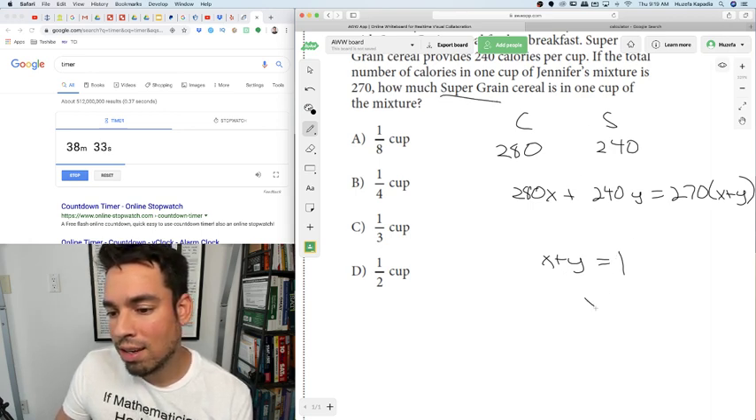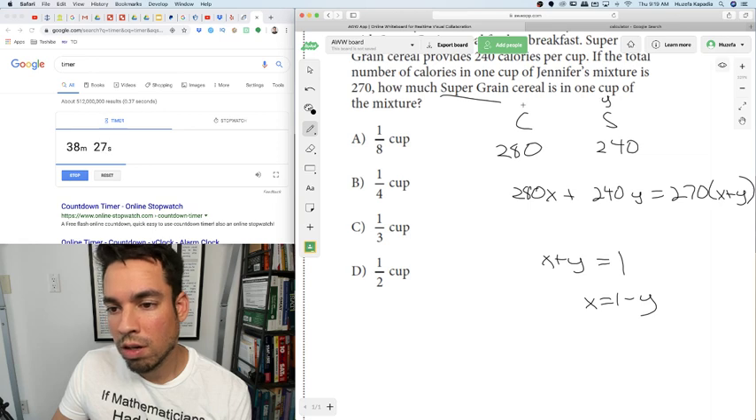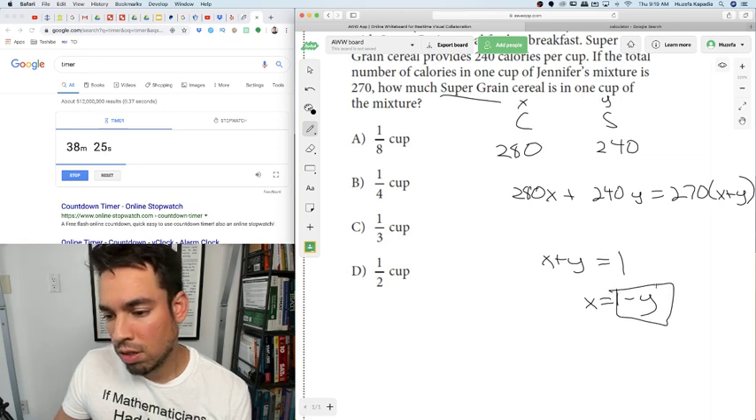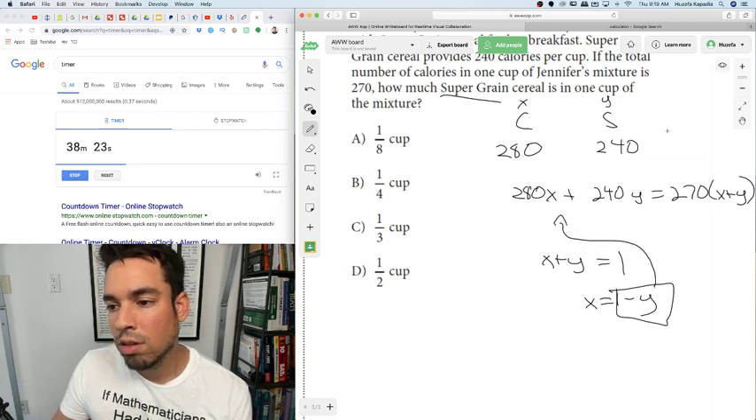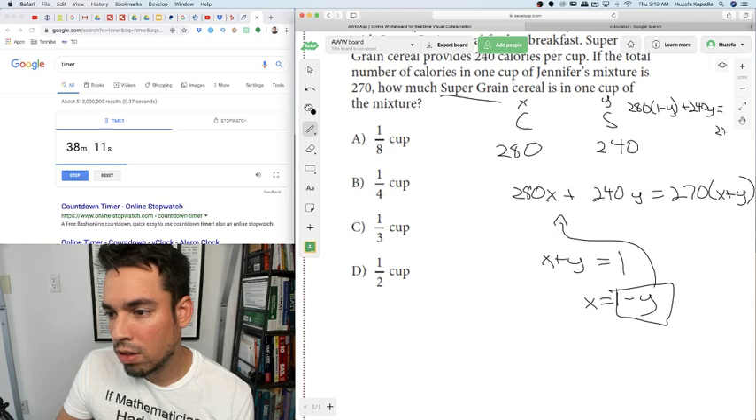So I'm going to isolate x. X equals 1 minus y. Okay, I'll say y, x. So then let's plug this in for x. So we have 280 times 1 minus y plus 240y equals, and then x plus y is just 1, so that's equals 270. And then distribute.